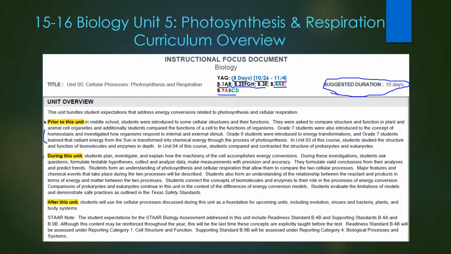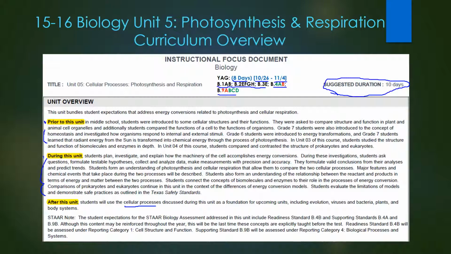During this unit, we're going to be using a lot of processing skills: planning, investigating, explaining. You want the students to be able to formulate and test hypotheses, and collect and analyze data, because they will have questions throughout the STAAR exam where they will have to use these processing skills. So you want to make sure that you are incorporating the use of those processing skills as you develop your explore activities.